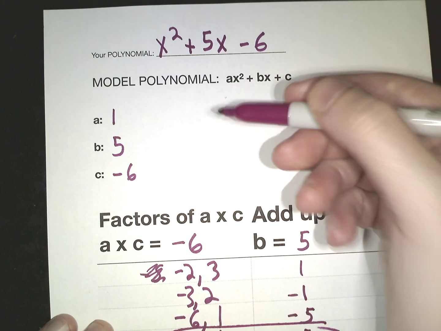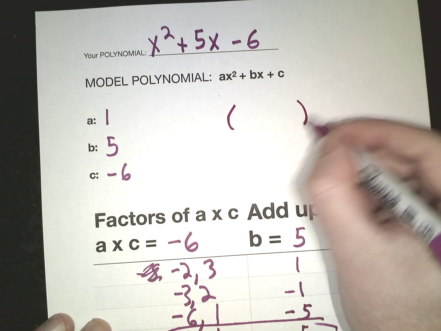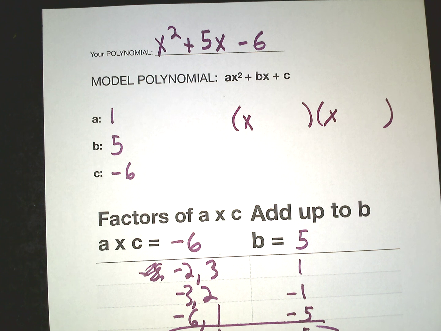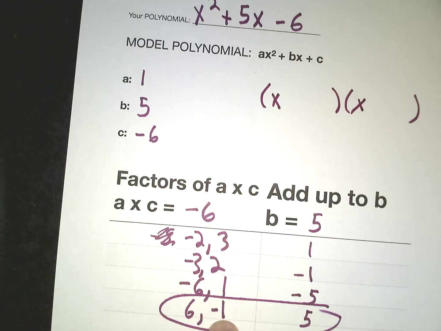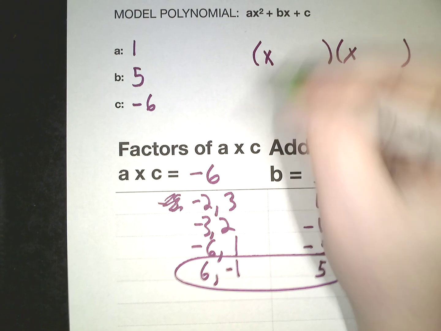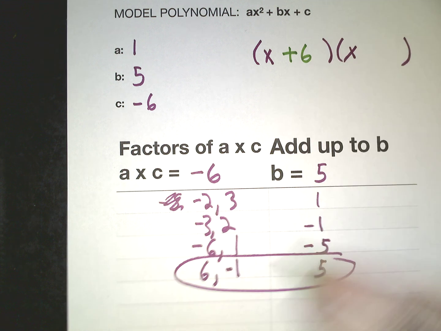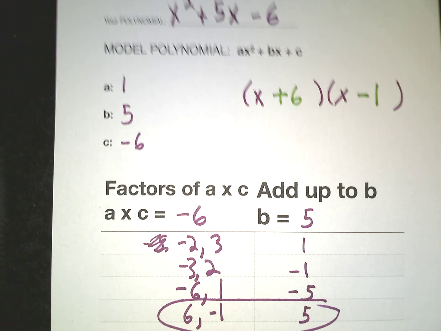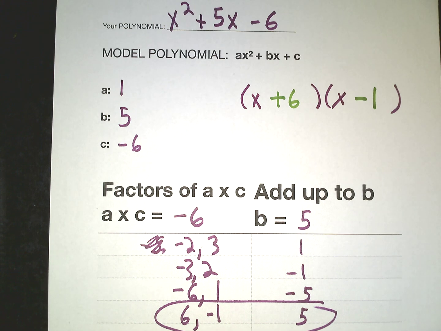So up here, all you have to do is this part. You put an x, you put an x. Okay? So I'm going to change colors here because all you're doing is you're taking these pieces of information and you plug in here. This first one is plus 6. This second one here is negative 1. Okay. That's it.